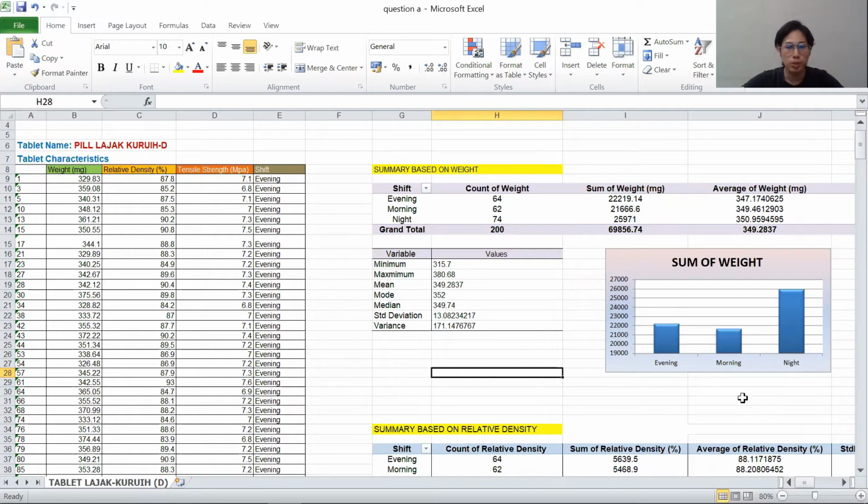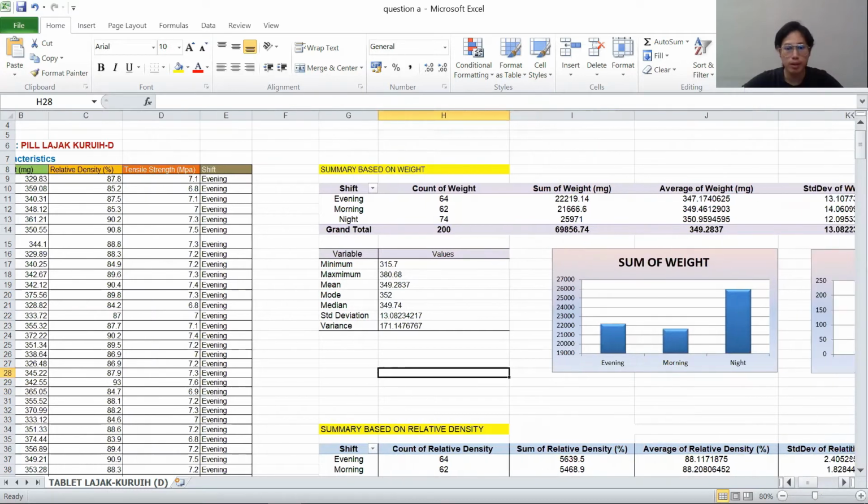In the first question, we are asked to describe and analyze this Pil Lajakkuruih Set D in numerical, tabular, and graphical form. First of all, we need to sort the table characteristic by shift: evening, morning, and night. After that, the pivot table was created. The pivot table is summarized by using numerical form.